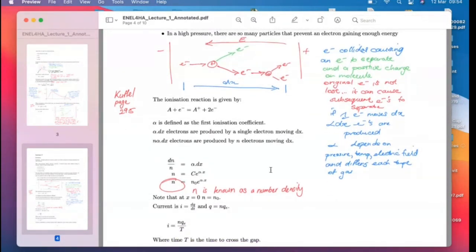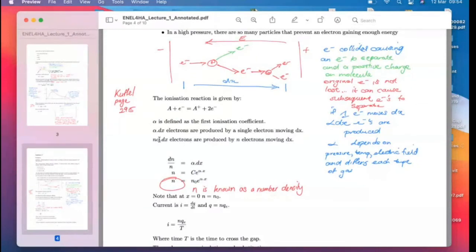Right, to help us define what's actually happening, we look at something called the first ionization coefficient. We say that alpha dx electrons are produced by a single electron moving dx. So it's not one electron being released in dx, it's multiple electrons because of any subsequent reactions between the released electrons and that other molecule. So n alpha dx electrons are produced by n electrons moving dx.